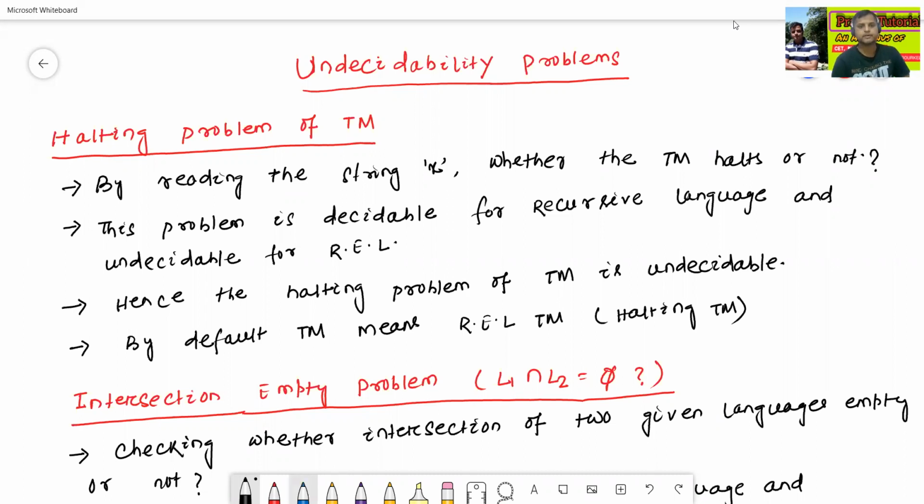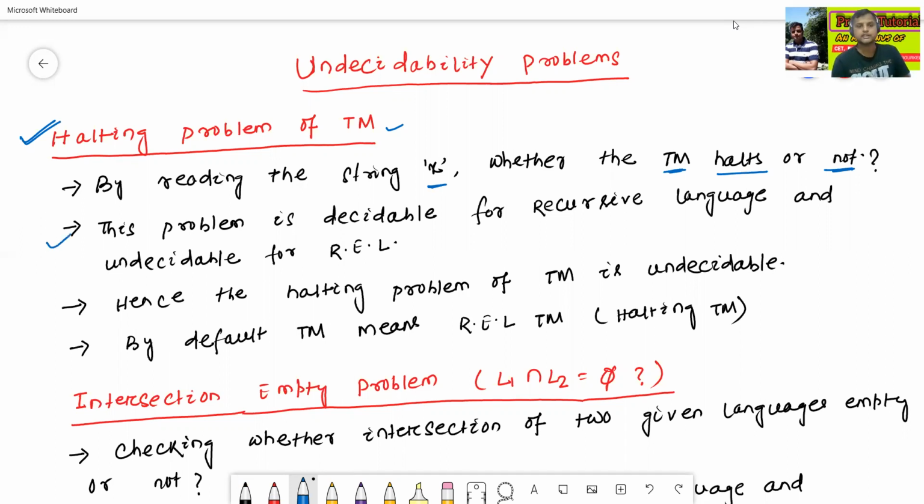So the first problem we'll see is the halting problem of Turing machine. Is the halting problem of Turing machine decidable or undecidable? First we'll see the meaning of halting problem of Turing machine. By reading the string x, whether the Turing machine halts or not, this problem is called the halting problem of Turing machine. So is this problem decidable or undecidable?